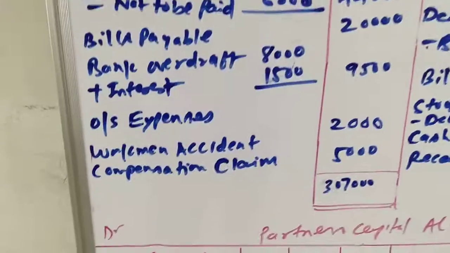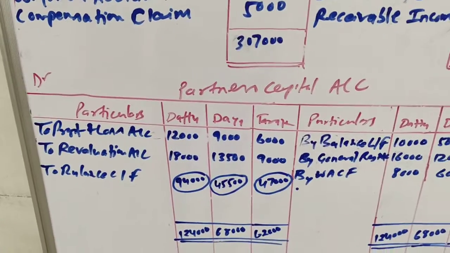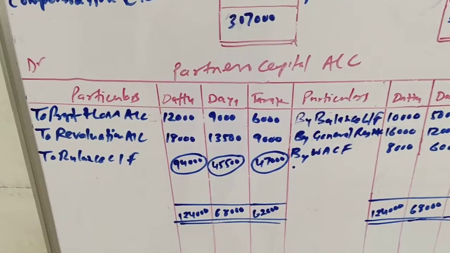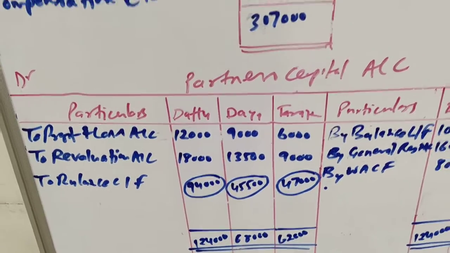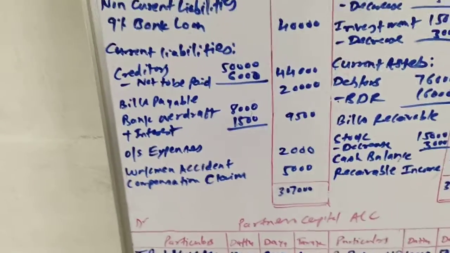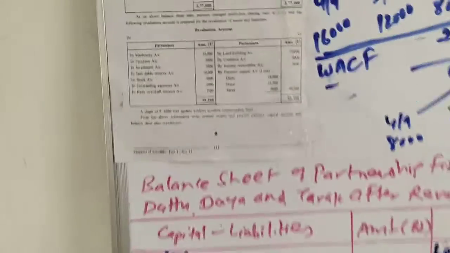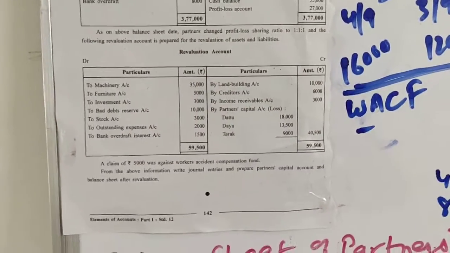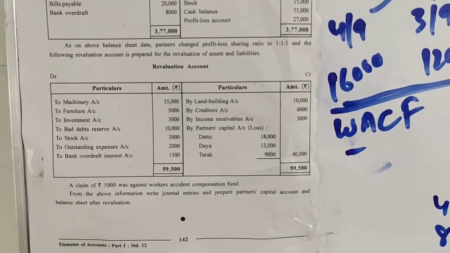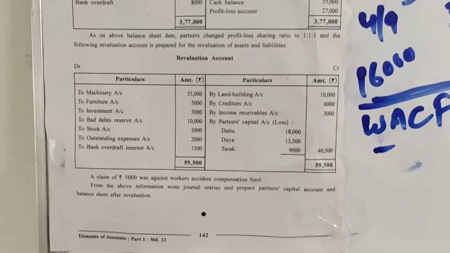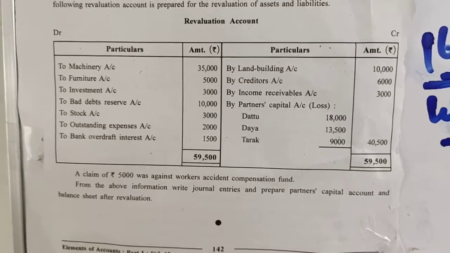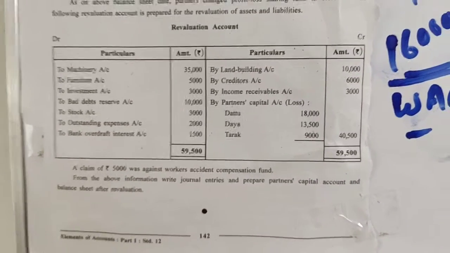Here it is, revaluation to revaluation account 18,000, 13,500 and 9,000, the second item. Okay, so we have finished with the revaluation account. Let us go through the entire old balance sheet and give the effect accordingly. One adjustment we have to keep in mind, a claim of rupees 5,000 was against workers accident compensation fund. Okay, let us go through the balance sheet.